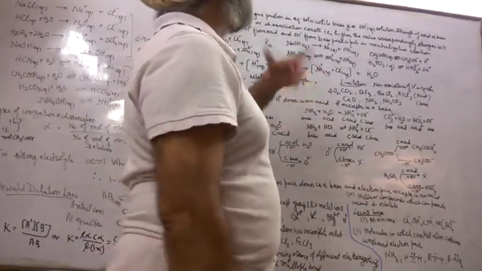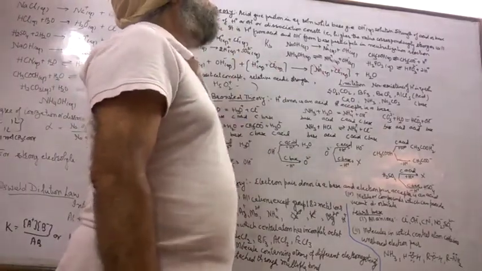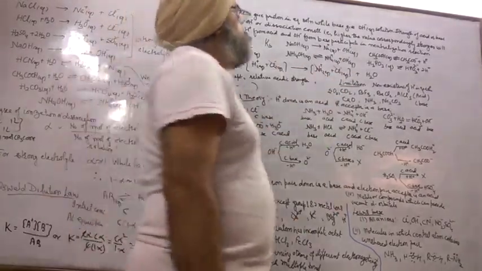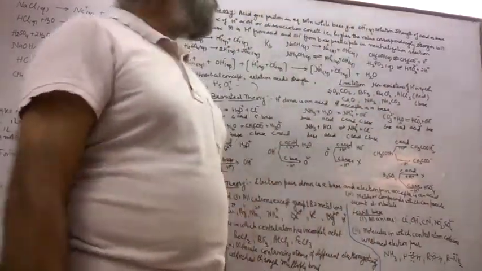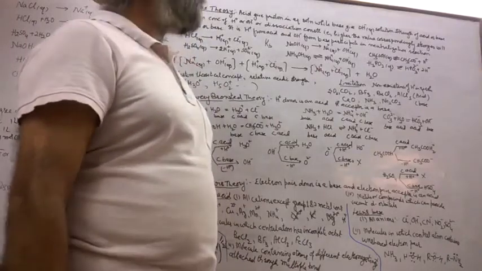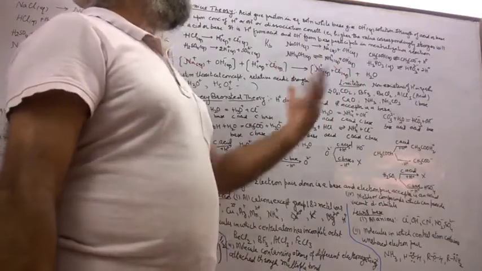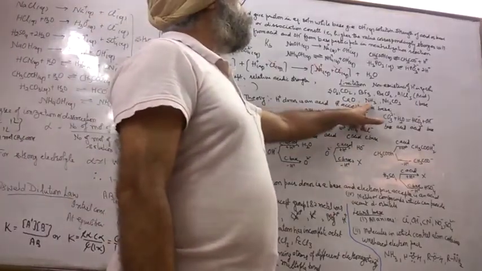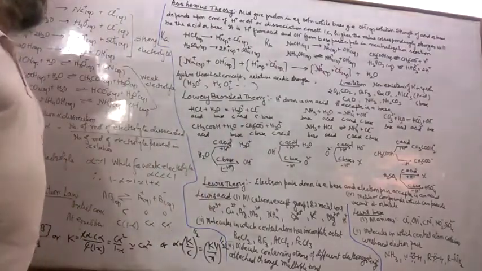Another limitation is that there are a large number of compounds which don't have an H atom, so we cannot explain on the basis of Arrhenius theory that they are acids: sulfur dioxide, carbon dioxide, sulfur trioxide, nitrogen oxide, boron trioxide. They are well known acids, but we cannot explain them on the basis of Arrhenius theory. Similarly, there are a large number of substances which don't have an OH group but are well known bases: calcium oxide, ammonia, sodium carbonate, sodium hydrogen carbonate. We cannot explain these.